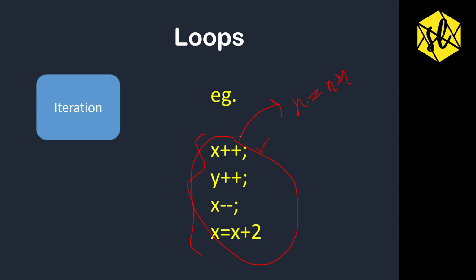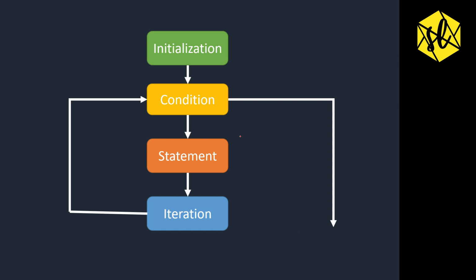This just tells the program to go forward. These change the value of the variable that we have already initialized in the initialization part. Now, this is the basic algorithm of our looping.